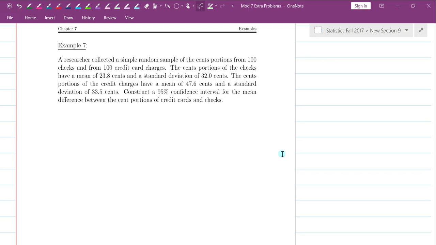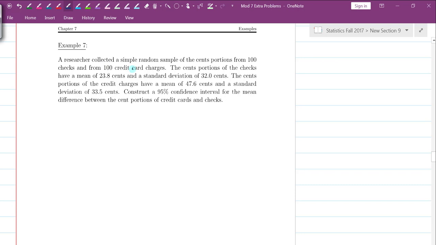What that's saying is when you write a check to Publix or Walmart or wherever, your total may be $59.48. So what they did is they looked at the 48 cents, and they did a random sample of 100 checks and then 100 credit cards.